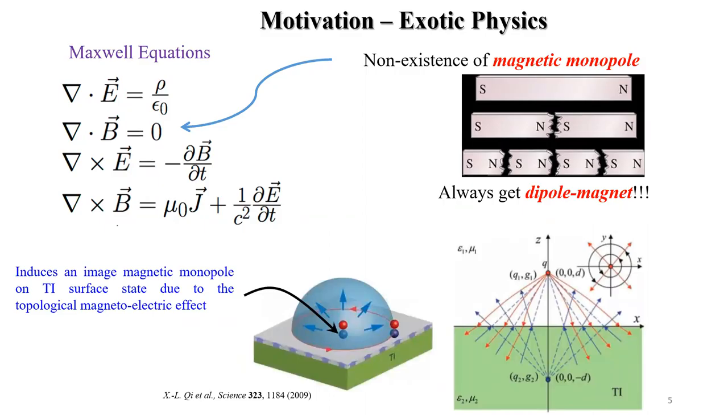In topological insulators, we hope that one of the phenomena is to detect an emergent magnetic monopole. The theory predicted that when you put a charge near the topological surface, due to the topological magnetoelectric effect, you can generate the image of a magnetic monopole. Then the Maxwell equations become symmetric.